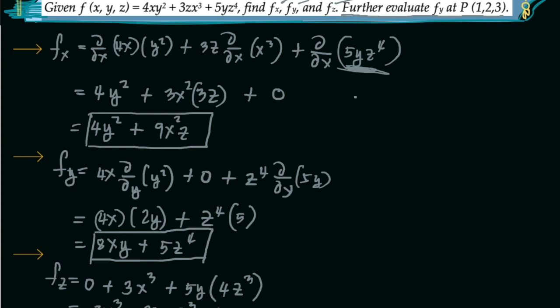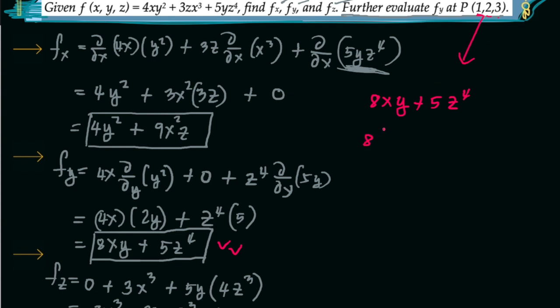In the last requirement, we are required to evaluate f sub y at point 1, 2, 3. So, f sub y at point 1, 2, 3, we'll be using this value here of f sub y. So, we'll have 8xy plus 5z to the fourth. And we will evaluate this one at the point 1, 2, and 3. So what will you do? You will just substitute 1, 2, 3 for x, y, and z.